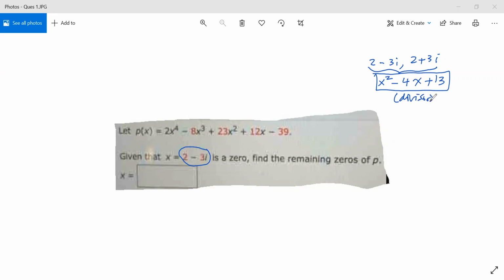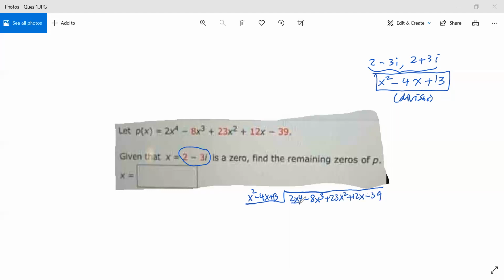So when I divide it, this is going to be my divisor here. Okay, and let me do that over here. So we have x squared minus 4x plus 13, dividing the polynomial by this factor, so it's 2x^4 minus 8x cubed plus 3x squared plus 12x minus 39.